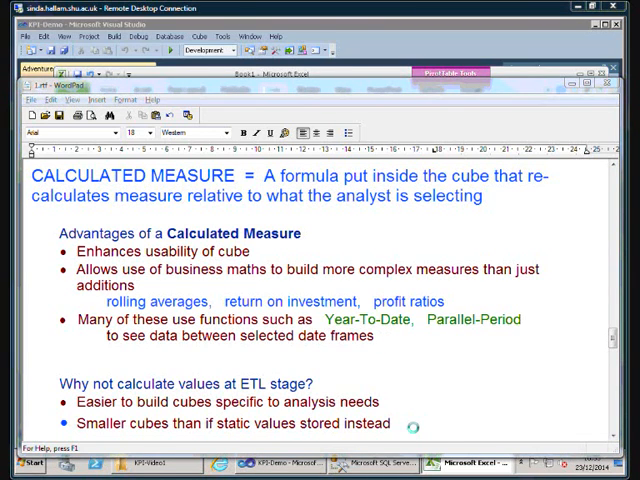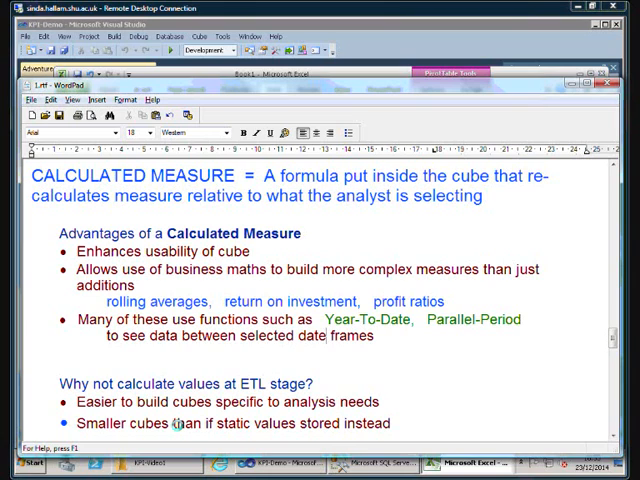Why not build in these calculated measures at the extract, transform and load so they don't appear to be anything different? Why not just have them as part of the measures of the different facts tables? Part of the reason is that if you build in the values right into the cube, then you do inflate the size of the cube quite considerably.